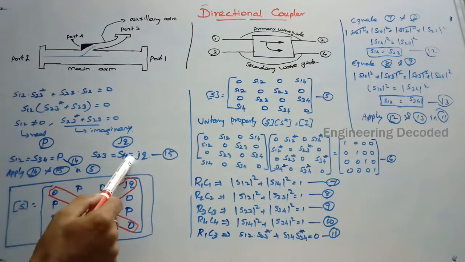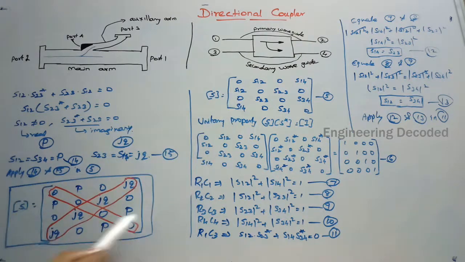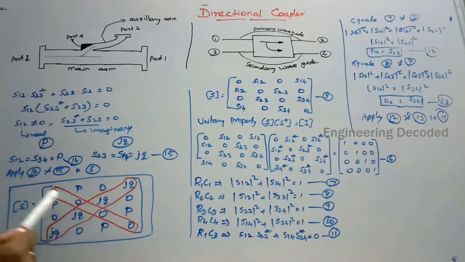Now substituting these conditions in equation 5, we will get this matrix. Here all the ports are perfectly matched along this diagonal, and all the entries are imaginary along this other diagonal. That's all about directional couplers. Thank you.